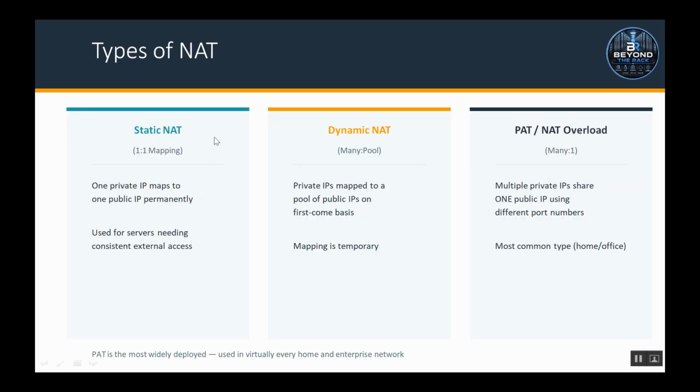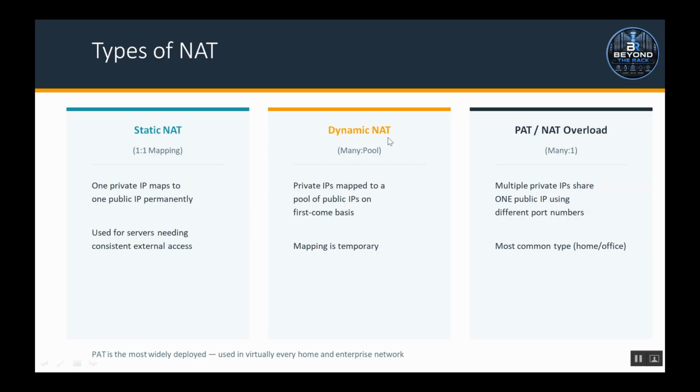Types of NAT. We have three types of NAT: static NAT, which is one-to-one mapping; dynamic NAT, one-to-many; and PAT, called NAT overload, many-to-one. Static NAT is a one-to-one map: one private IP maps to one public IP permanently, used for servers that need consistent external access, for example web servers and email servers. So we have one public IP address and one private IP address.